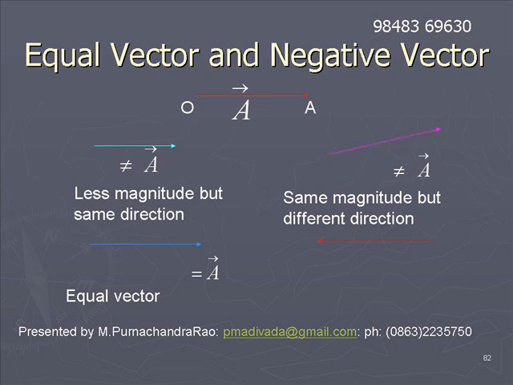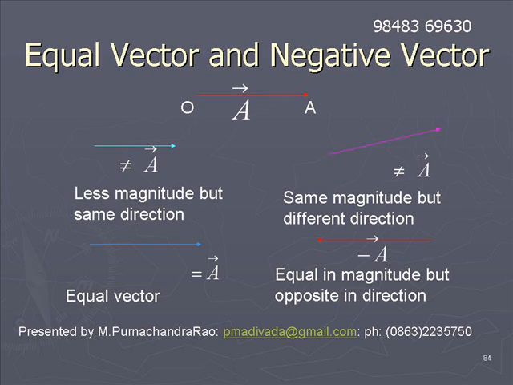If there is a vector having the same magnitude but opposite sense, it is known as the negative vector of A. Consider the bottommost right side vector. Its direction is opposite to the direction of A bar. A bar is situated from left to right, from O to A, and this vector is from right to left. But the length of this vector is the same as that of OA.